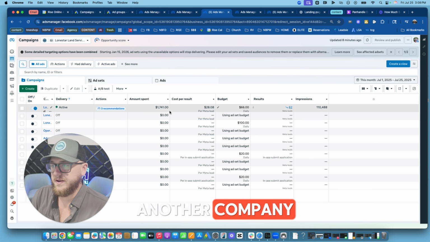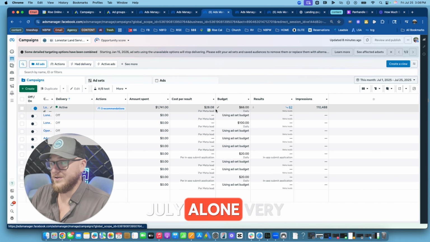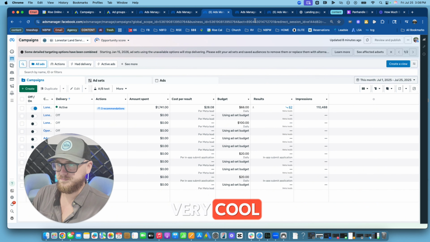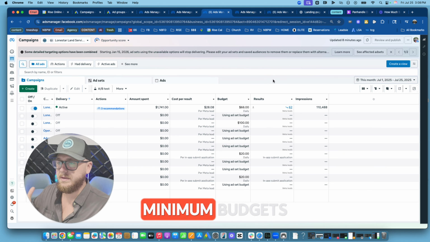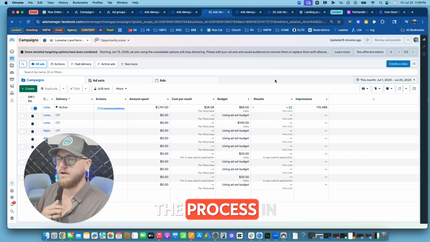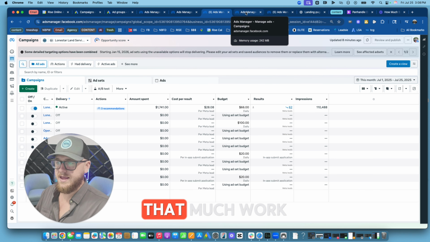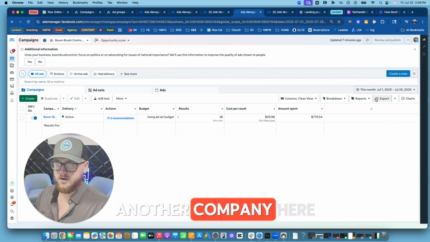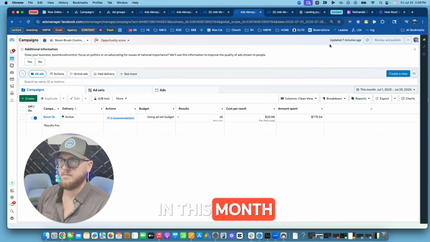Example of another company, 62 leads in the month of July alone. Very, very cool. And these people can spend higher than the minimum budgets because they have the process in place and the capabilities to handle that much opportunity and that much work. Another company here, more middle of the road, 26 leads just in this month.